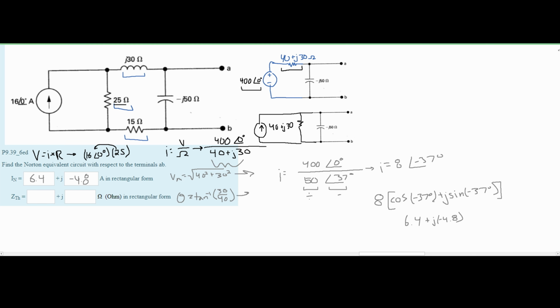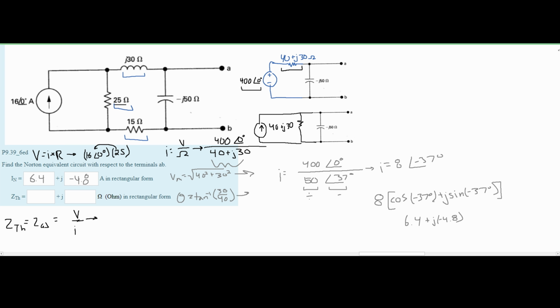Now we need to find our Z_Th. So we're going to set Z_Th equal to Z_AB, because this is the resistance. And we know resistance is equal to voltage over our current. We found our current, so we can actually use this in our equation. However, we don't actually need to, because we can just make our V equal to our I times R, because we know V is equal to I times R.